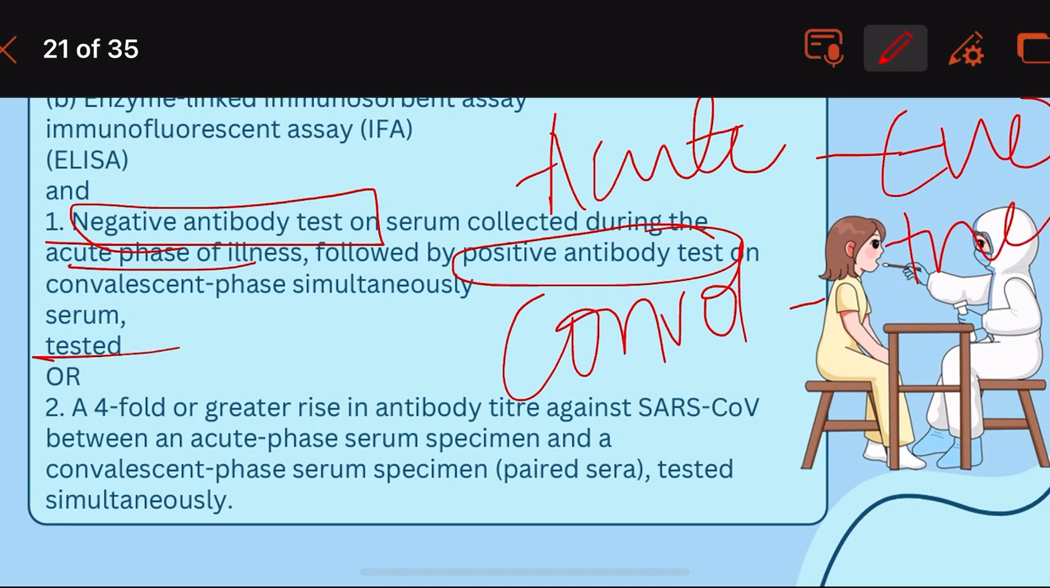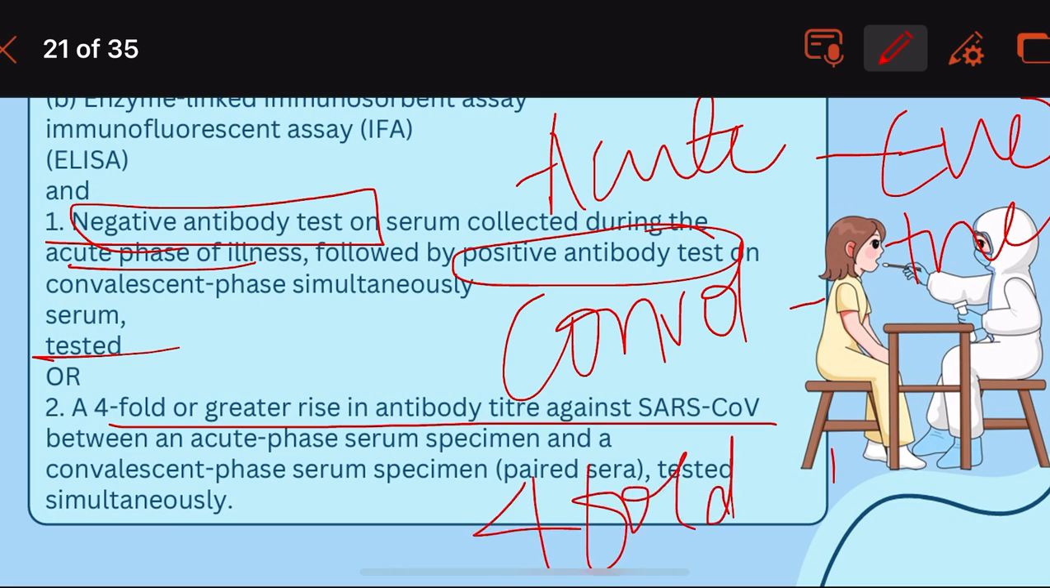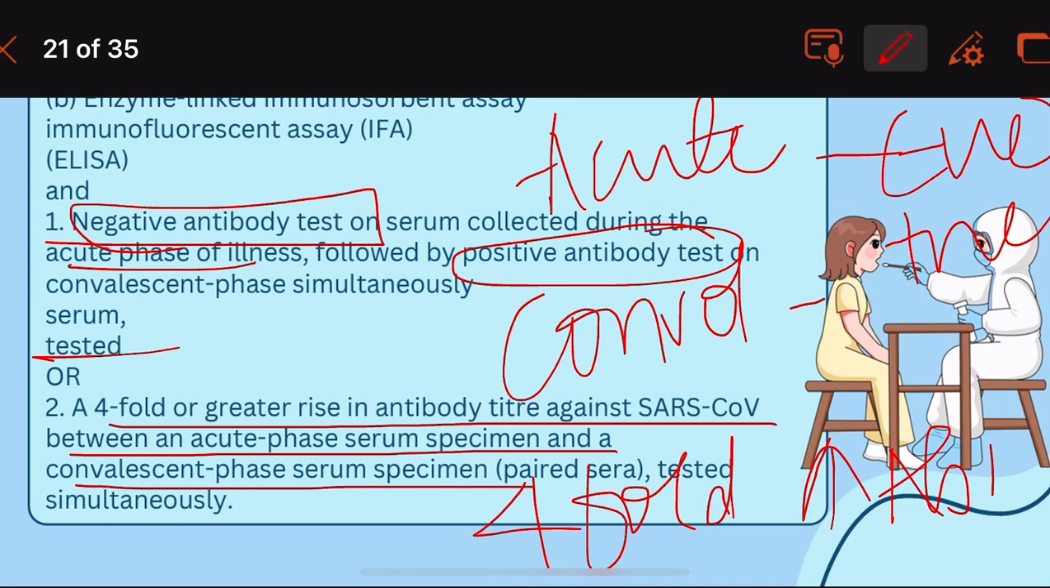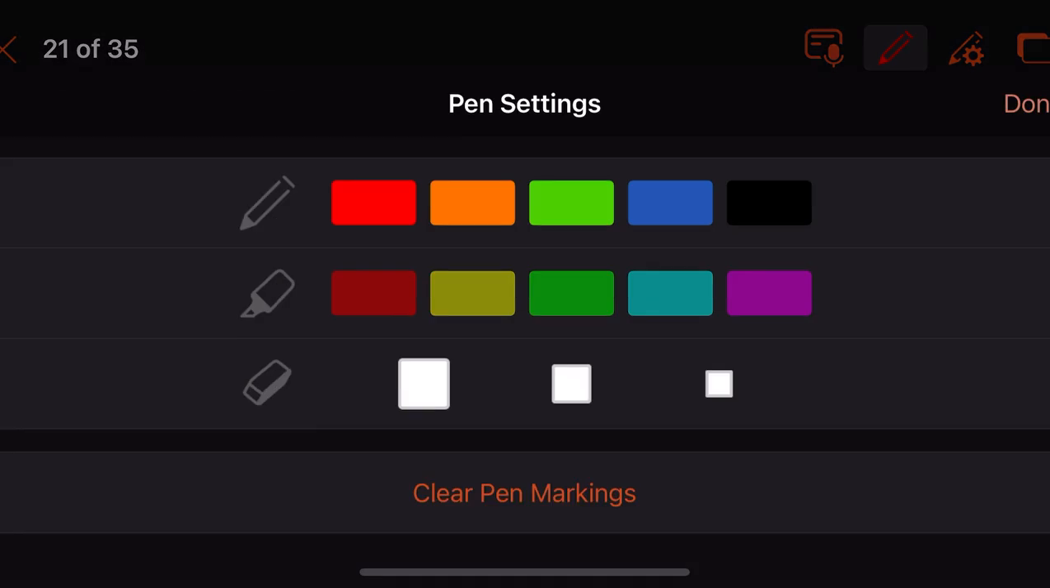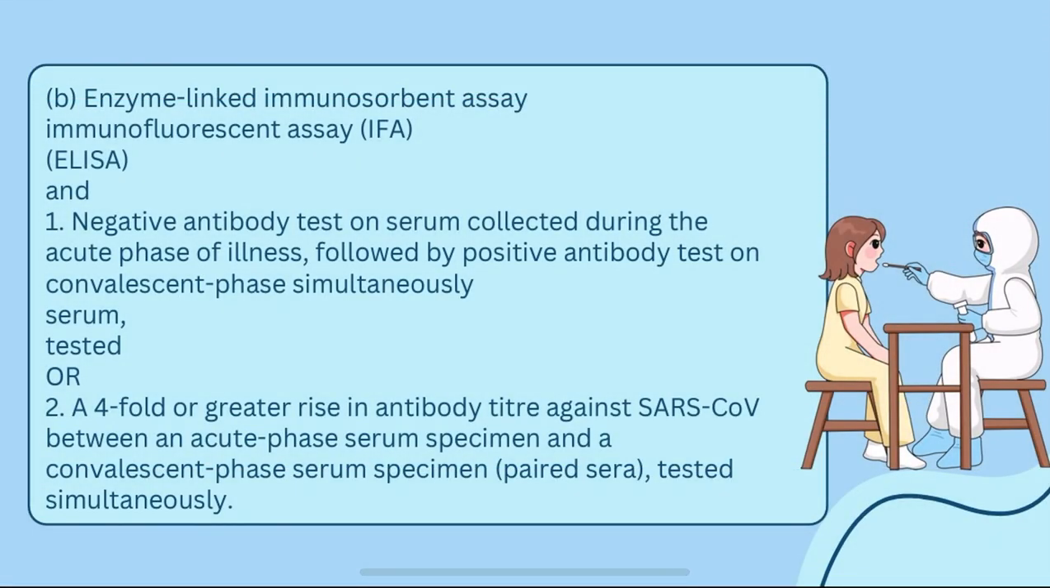Simultaneously the serum is tested, and a fourfold or greater rise in antibody titer is looked for. So there is a fourfold or greater rise in the antibody titers against SARS between an acute phase serum specimen and a convalescent phase serum specimen, that is the paired sera, which are taken and tested simultaneously. Is it clear? We are performing ELISA or IFA, where there is a negative antibody test on serum collected in the acute phase of an illness and positive during the convalescent phase.